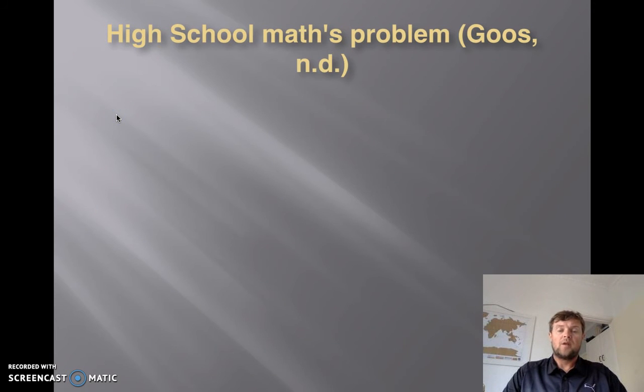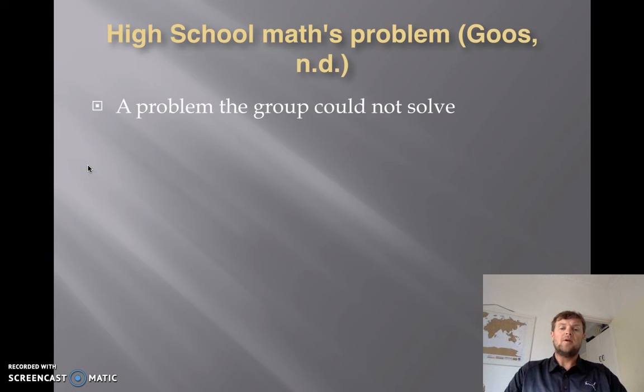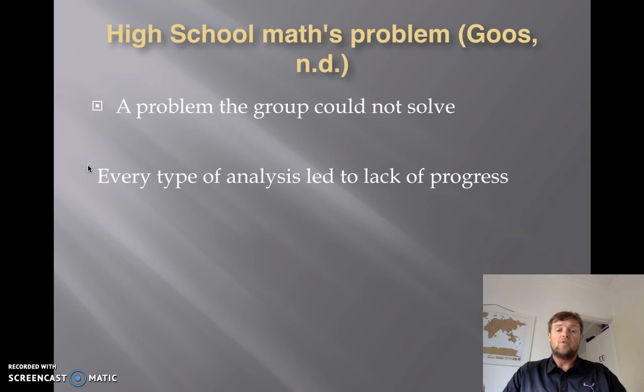So the third practical lesson is a maths problem, from a Queenstown University study by Goos, no date. It was a problem that the group of students could not solve. They were encouraged to think metacognitively, review and analyse what they've been doing, but every time it led to a lack of progress. The author deemed this to be metacognitive failure.